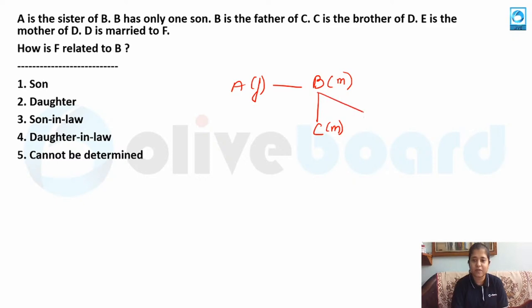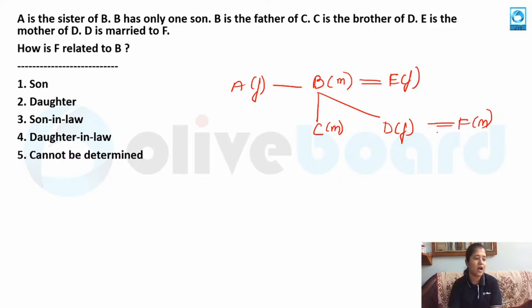C is the brother of D. So, D has to be a female person because B had only one son. Now, E is the mother of D. So, E has to be a female person and D is married to F. So, D will be married to F, who will be a male person. So, this is how your tree will be made here. So, this kind of tree will be here. Let's see how F is related to B. You can see that F will be the son-in-law. So, son-in-law would be the right answer here. I hope this is clear to everyone.